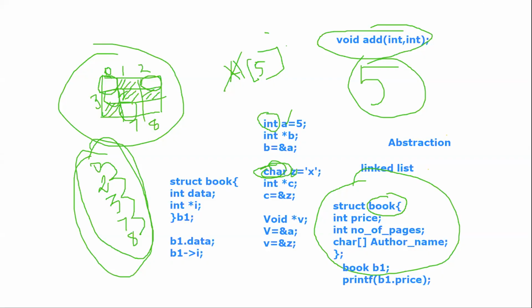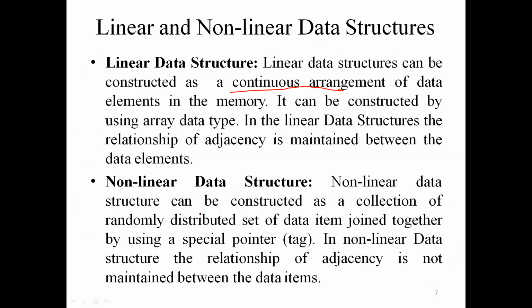Okay, this is non-linear data structure: it can be constructed as a collection of randomly distributed set of data items. See, I told you. Now, linked list can be considered as a non-linear data structure as well. But generally the graphs and tree data structures will come under the category of this type.